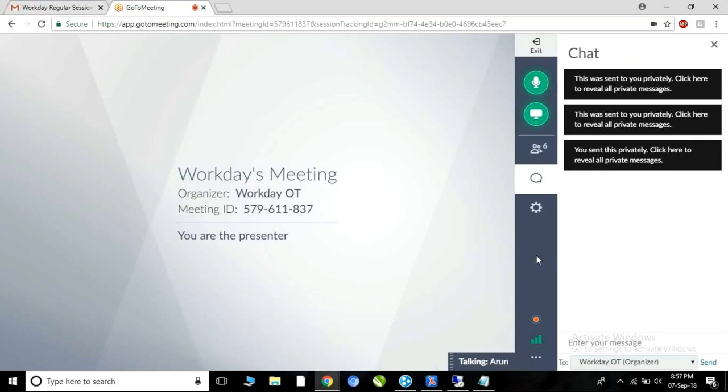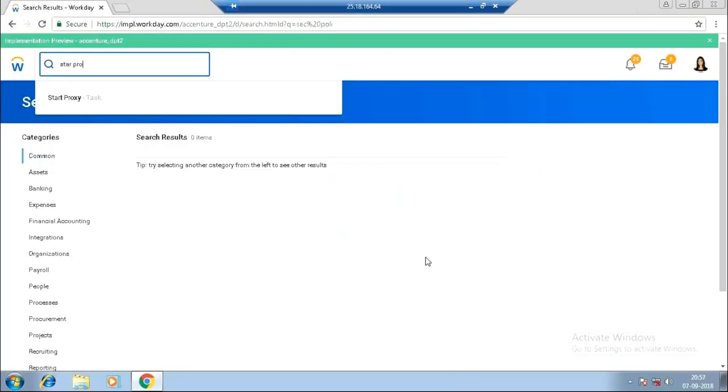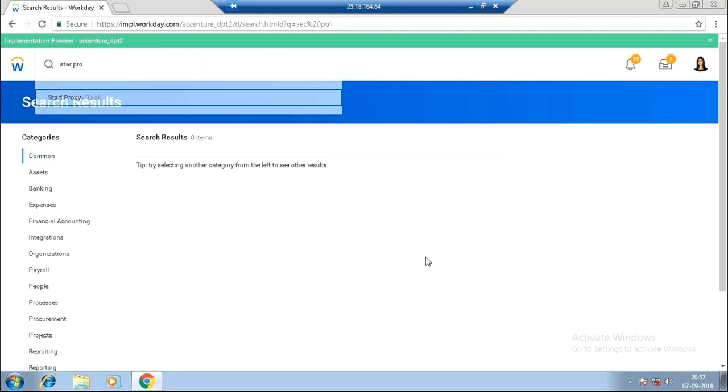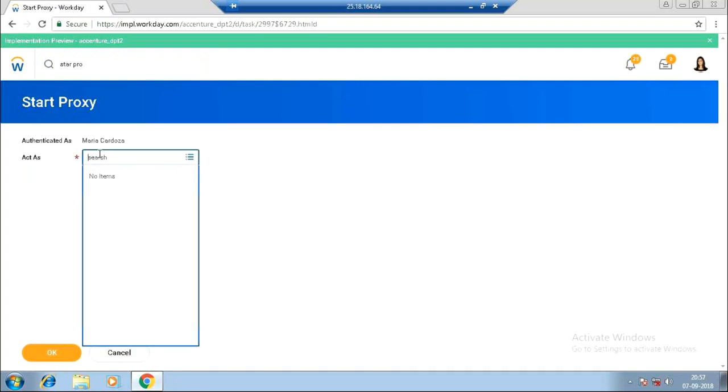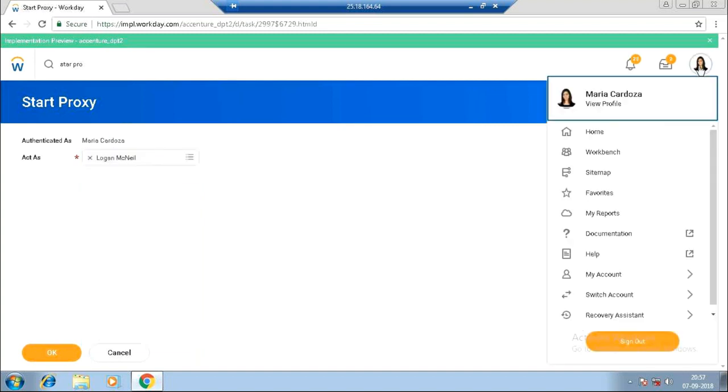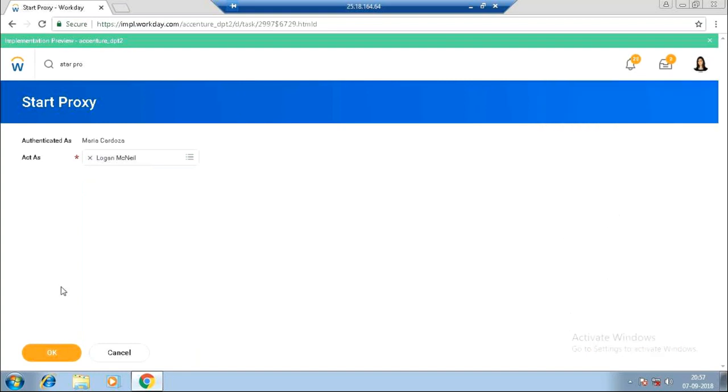Yesterday, I think Seema had asked one question related to how we can log in as different users to approve things. There's a task in the Workday system called Start Proxy. Using Start Proxy, you can log in as any particular person in the Workday system. You don't need to log off or log on. Right now we are logged in as Maria Cardoza, but when I do Start Proxy as Logan McNeil, I will log in as Logan McNeil.